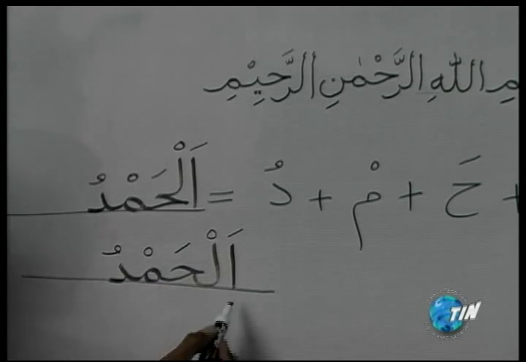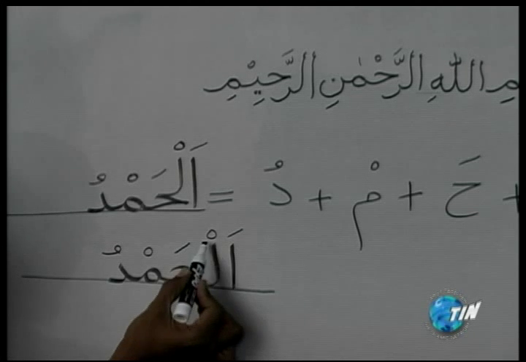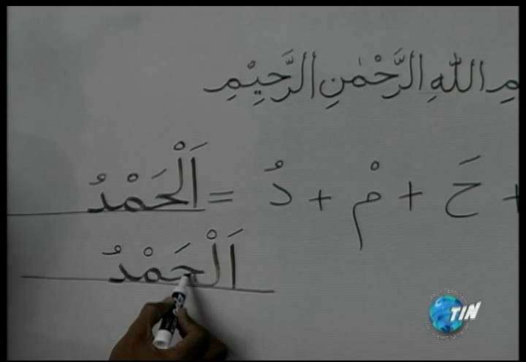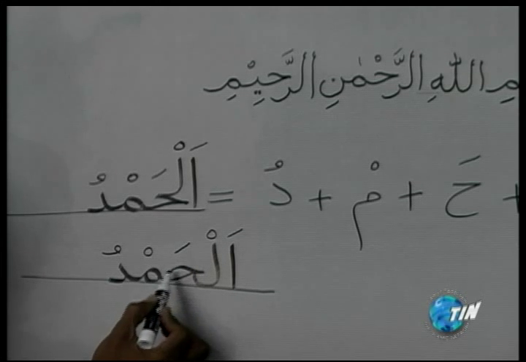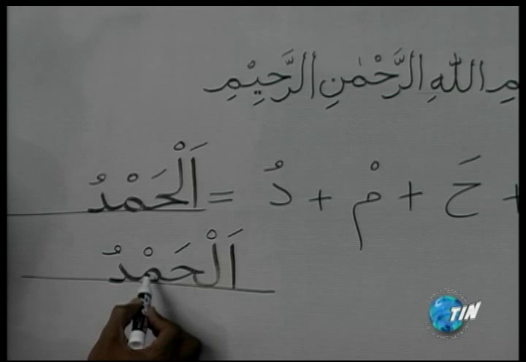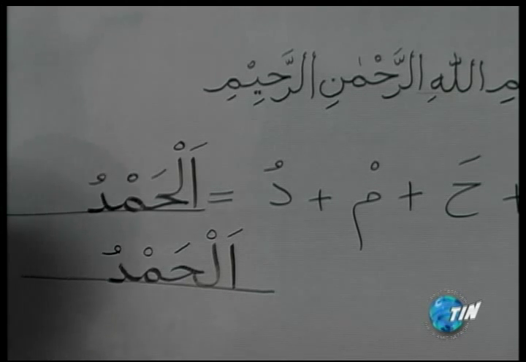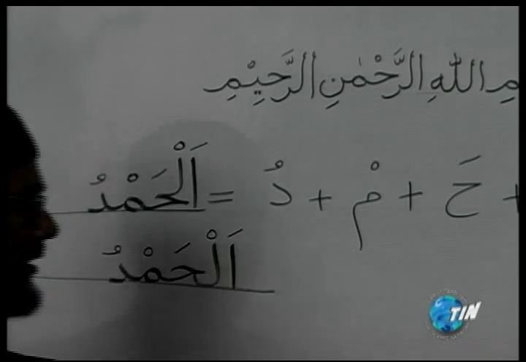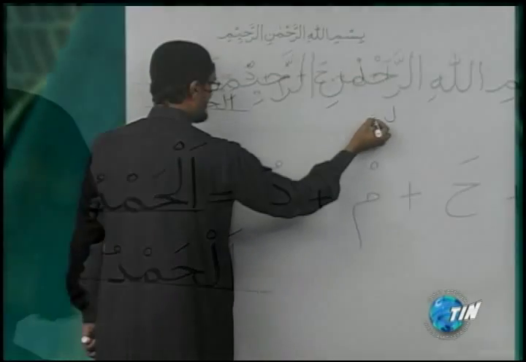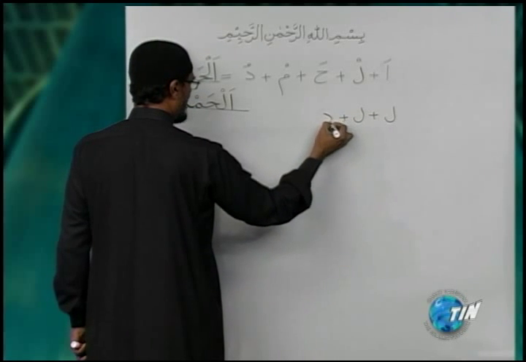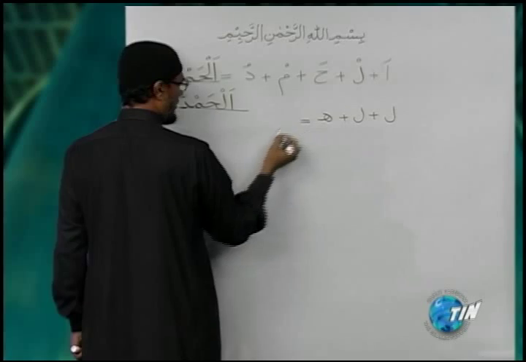All right? We have al, because the lam has a sukoon, so it has to be pronounced in conjunction with the previous letter with the vowel. Al. This one, the ha with the mim, because the mim is vowelless. Ham. Al-ham. Dal dhamma du. Alhamdu. Alhamdu.